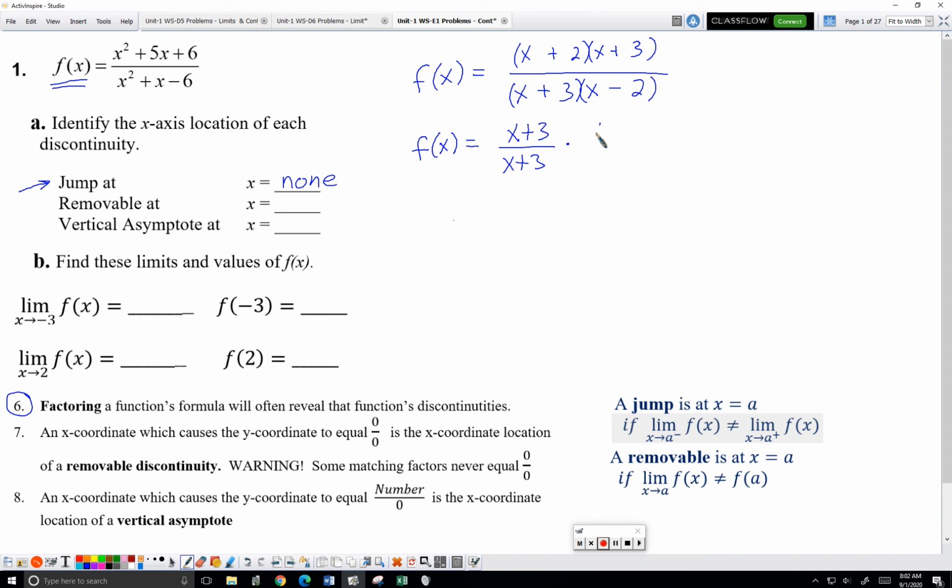We've got this extra factor in the numerator and an extra factor in the denominator. Questions? Now look at note number 7. It says an x-coordinate which causes the y-coordinate to equal 0 over 0.